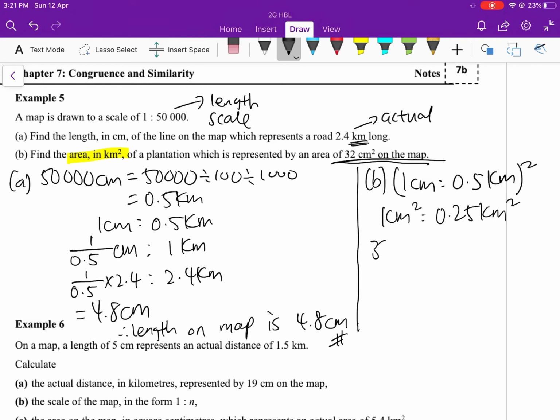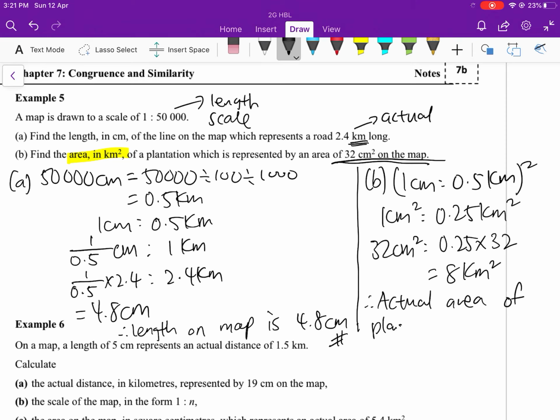And because I am given 32 cm square, on the right you will realize that you just need to times 32. Once you times 32, I get 8 kilometers square. In other words, this 32 cm square on the map actually represents 8 kilometers square in actual. So I say therefore, actual area of plantation is 8 kilometer square. Okay, and that's all for example 5.